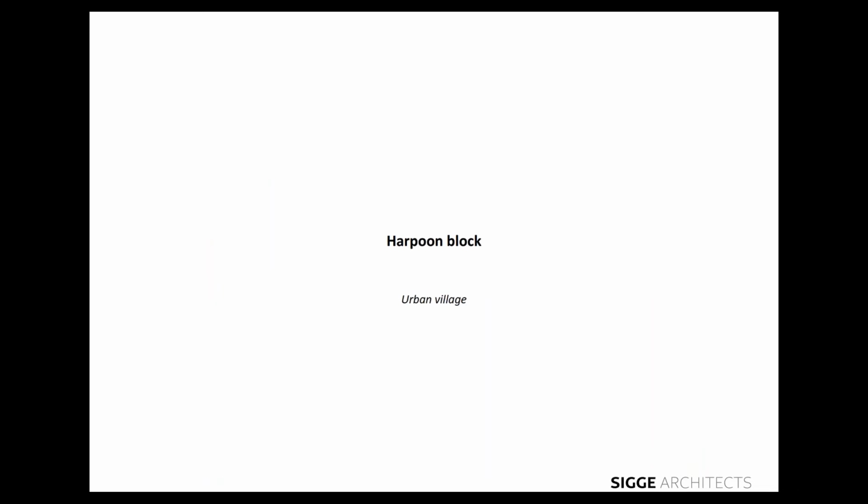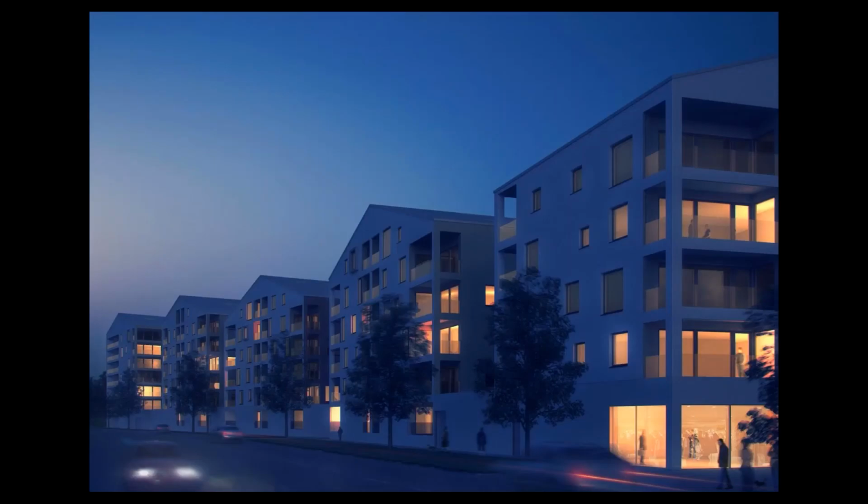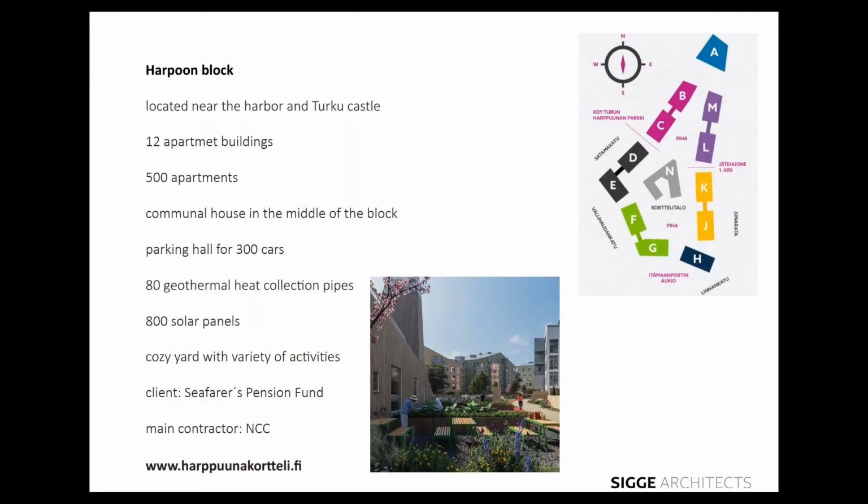And then the case, Harppuun block, the urban village. This residential complex forms a village-like community in a cultural and historical environment. Harppuun is located near the harbour, right next to Turku Castle, which is a more than 700-year-old historical monument. When completed, the block will have 12 buildings and it will be home for 1,000 people.